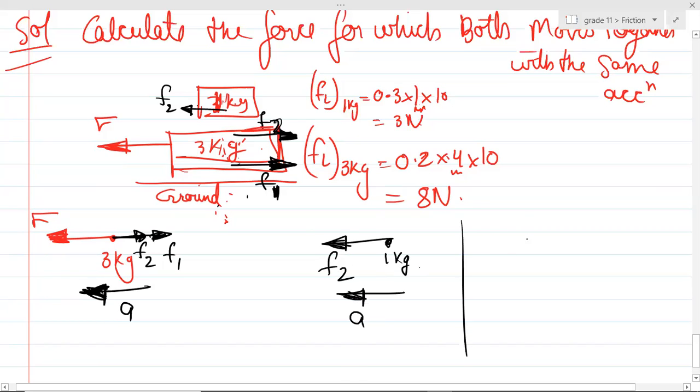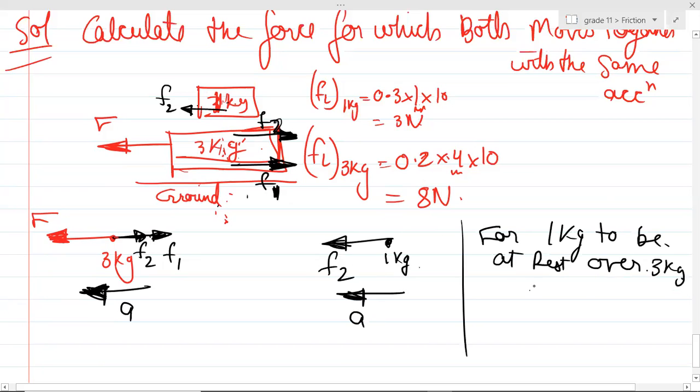Now we told this, for the 1 kg to be at rest over 3 kg, the friction F2 should be less than the limiting friction between 1 kg and 3 kg.